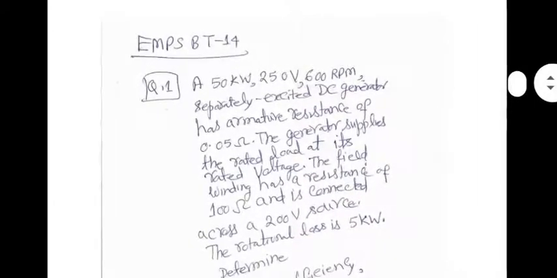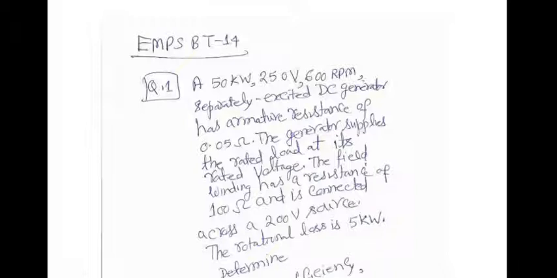You don't need to memorize anything really, except that equation Eb equals phi Z N P divided by 60A, and the fact that for wave-wound connection, A is 2, and for lap-wound connection, A is P. That's all you have to remember. Everything else is based on common sense once you draw the equivalent circuit correctly.